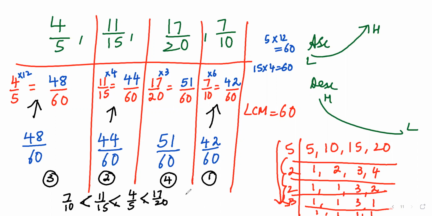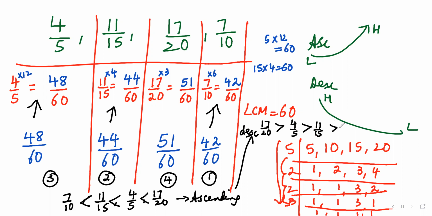This is ascending order. If they say descending order, it will be the other way around. Descending order means just write it in the reverse order. 17 by 20 is greater than 4 by 5, greater than 11 by 15, greater than 7 by 10. Just reverse the order and reverse the sign. That's all. Because the open mouth is always towards the greater one, isn't it? In that symbol, greater, lesser, always. Remember this. Don't get confused. Okay, children? So you should know how to solve these.